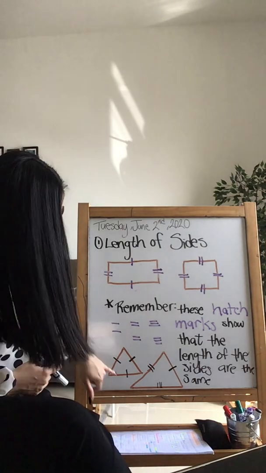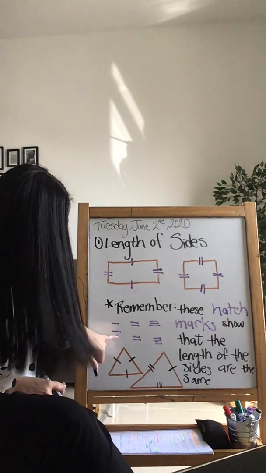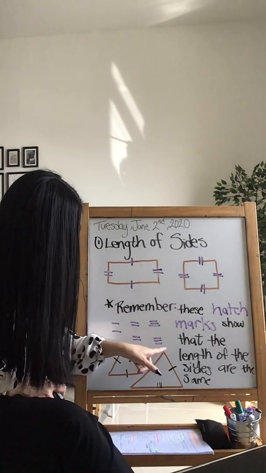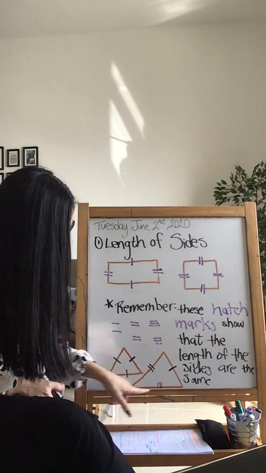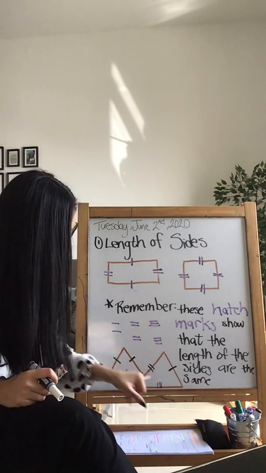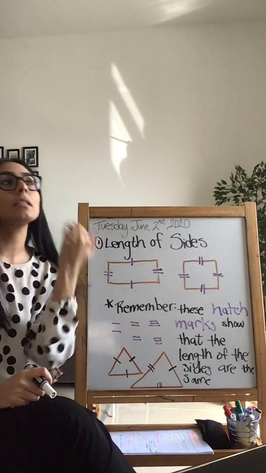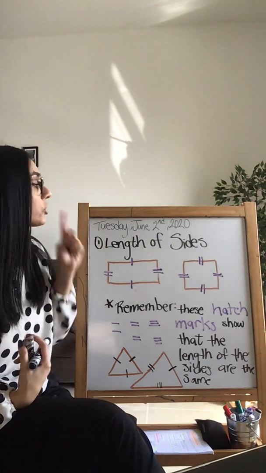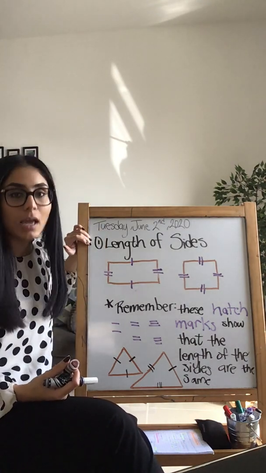Sometimes triangle sides are all equal. They might be 4 centimeters, 4 centimeters, 4 centimeters. But maybe this one is 5, and maybe this is 8, and maybe this is 7, they're all different, then I have 1 hash mark, 2 hash marks, 3 hash marks. It just tells me that the lengths are similar or they're different. Okay, that's the first attribute, length of sides.